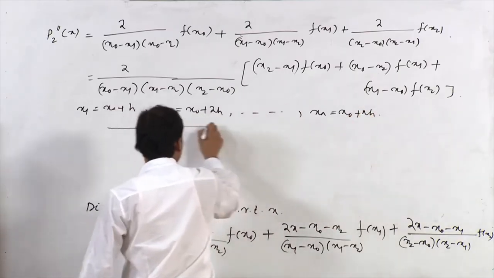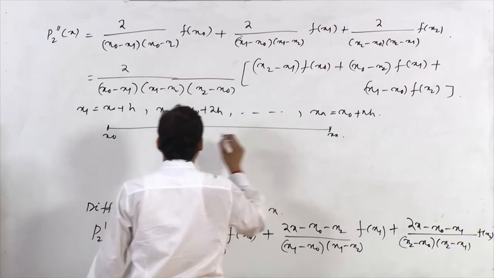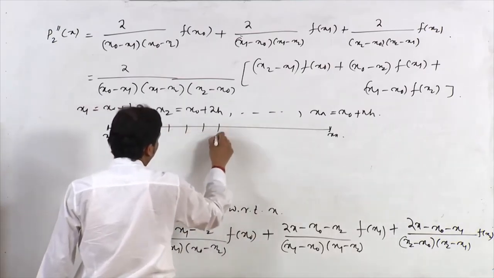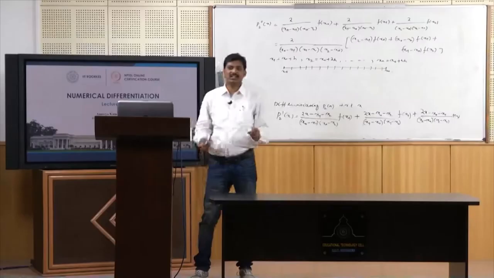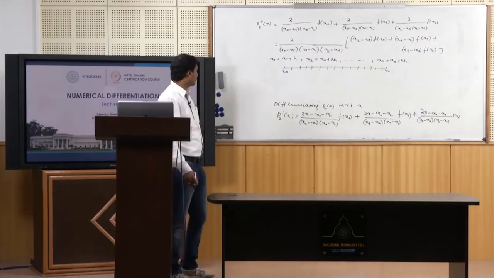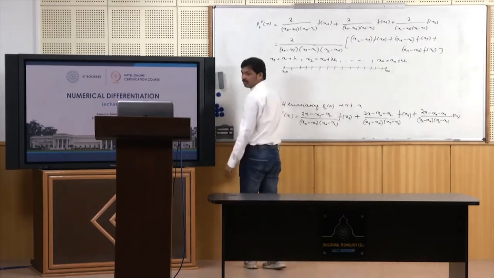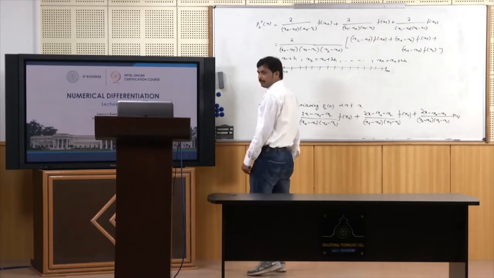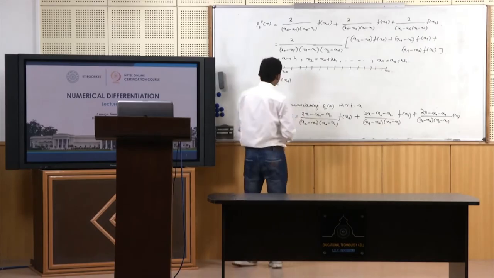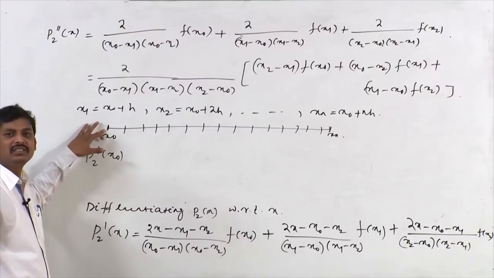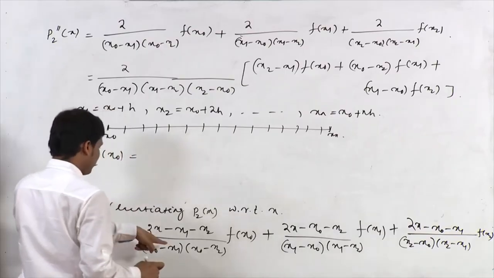Obviously, in a graphical representation, if x 0 is the starting point and x n is the end point, and you divide this complete interval into n equal parts, we can say that it is equally spaced, or all the points are equispaced. So, if you replace all of these points by this transformation, then we can obtain the first order differentiation, p 2 dash of x 0. This means that we are considering this differentiation at this point x 0 here.